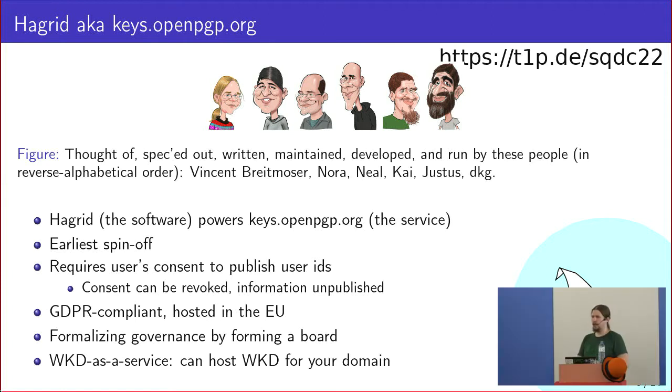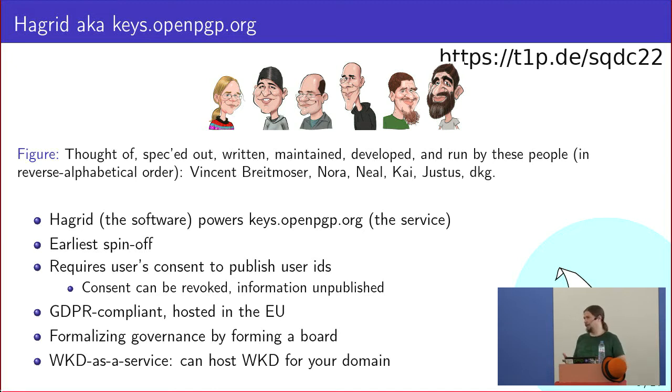You may have heard or even used Hagrid, which is the software that powers keys.openpgp.org. And it's one of our earliest spin-offs, and these are the people involved with that loosely. You may recognize DKG. And the thing that sets it apart from other key servers is that it requires consent before it publishes user IDs. And this consent can be revoked, and the information will be removed from the server. So it's a GDPR compliant solution, and it's hosted in the EU, and I haven't heard of any problems.